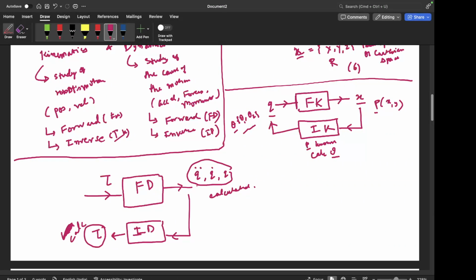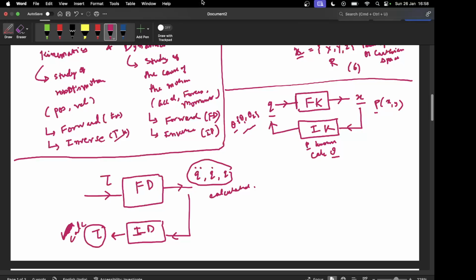So the desired motion of links is given by knowing q double dot, q dot, and q, and we solve the inverse dynamics problem to get the desired forces and moments. And in the forward dynamics problem, we know the desired forces and moments, and we calculate the motion of the links, which is given by the accelerations, the velocities, and the positions.